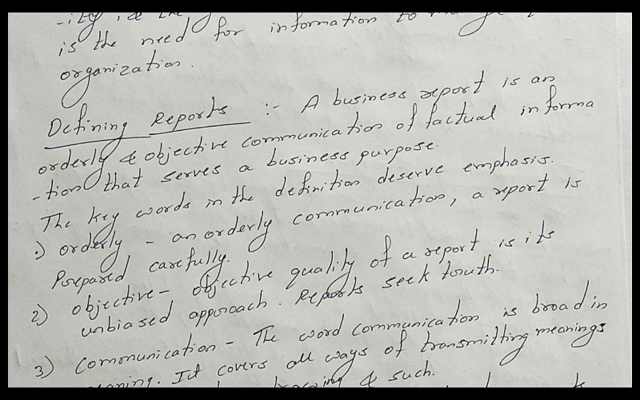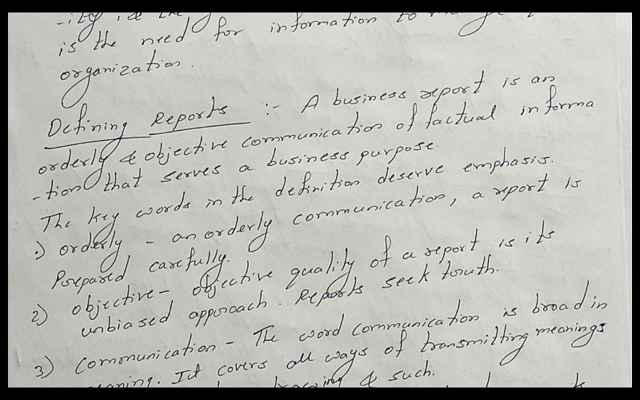Is it clear? The next one is communication. The word communication is broad in meaning. It covers all the ways of transmitting meanings: speaking, writing, drawing, etc. Is it clear? So communication covers all the ways of transmitting meanings. It may be done in terms of speaking, writing, drawing, or other ways. The factual information is based on, as I already told, what is this factual information? The information you have collected is based on events, records, data, or the facts which you have.